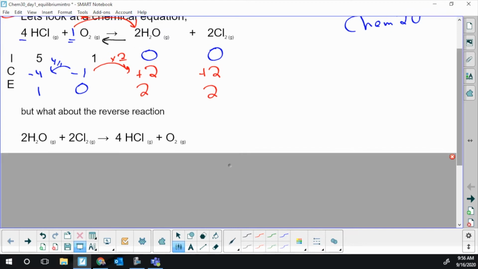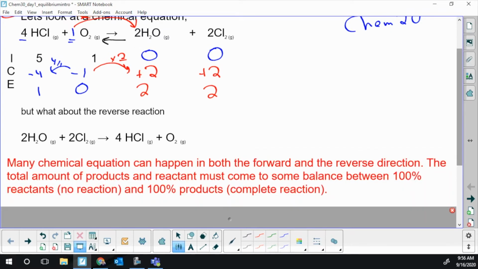Now I've color coded the next piece red. I wanted in the notes, I don't want you to write it down. It's a lot of words and it's kind of a waste of time, but I want to mention many chemical reactions can go in both the forward and reverse. Okay? But I put many, not all.